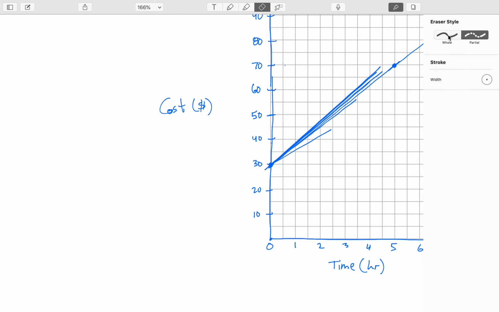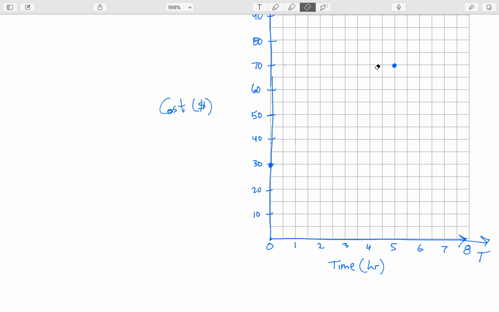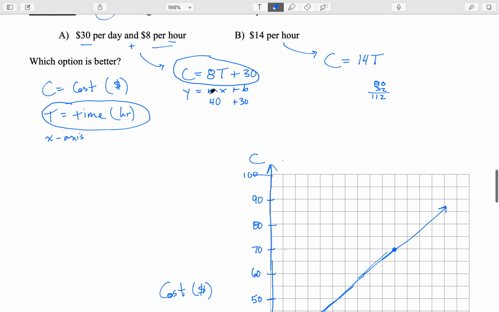Let's see if I can get rid of some of these. Get rid of that. Okay, so if we get rid of those, pretty close. You are probably doing a way better job than I am. So that should be dead on. So that's the first line, right?